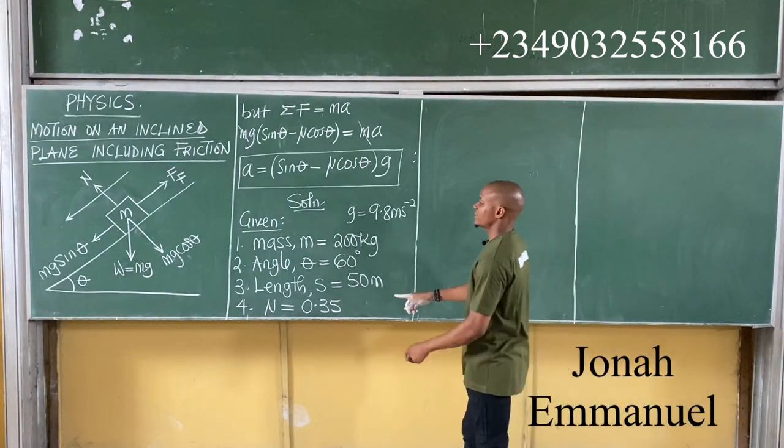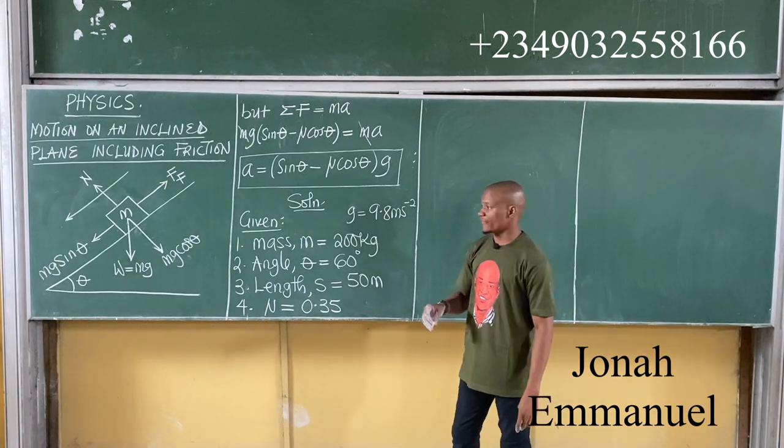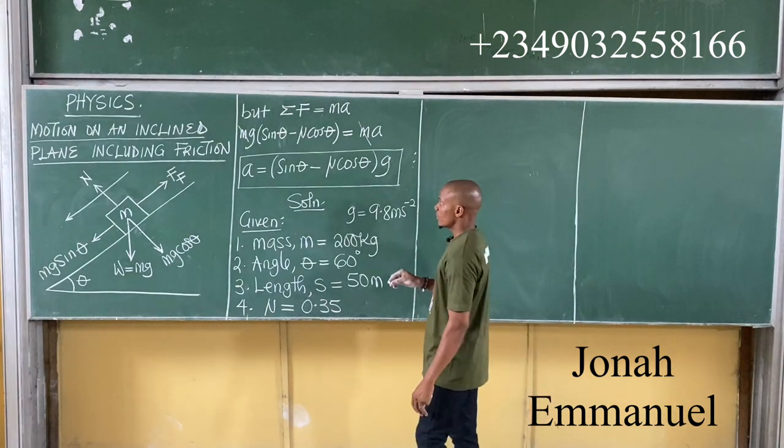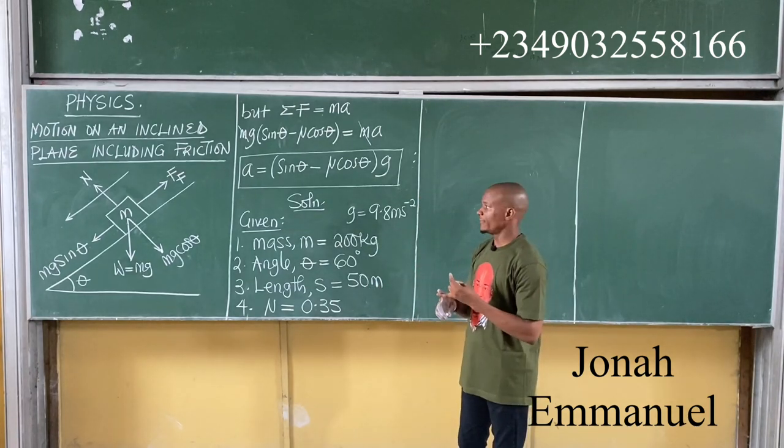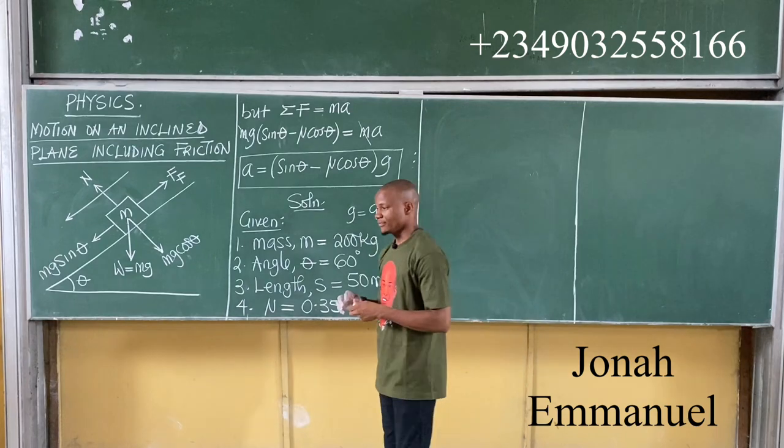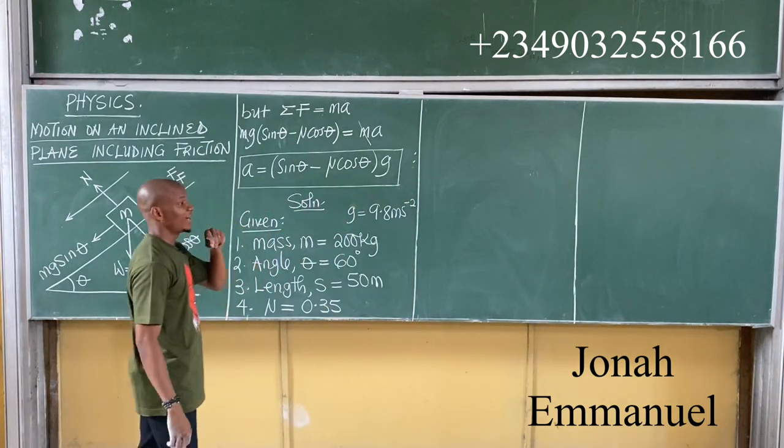Alright. Let's get this done. What's first? You have to find this. What's first you have to find? Find what? Find time and find velocity. Now look at this. Listen. We have to find the time and velocity.